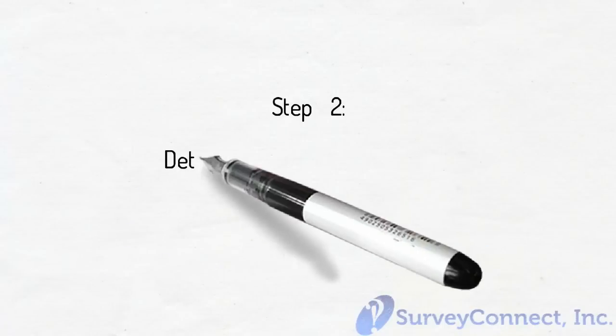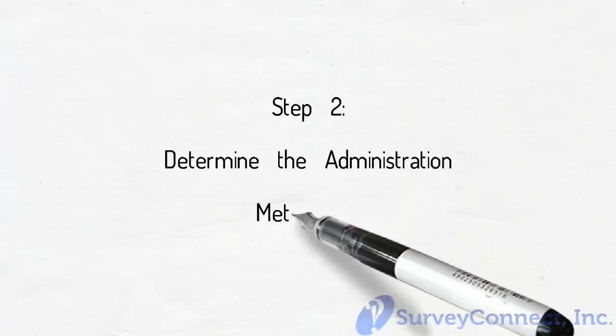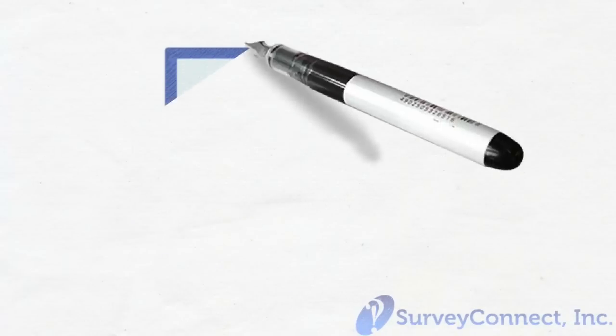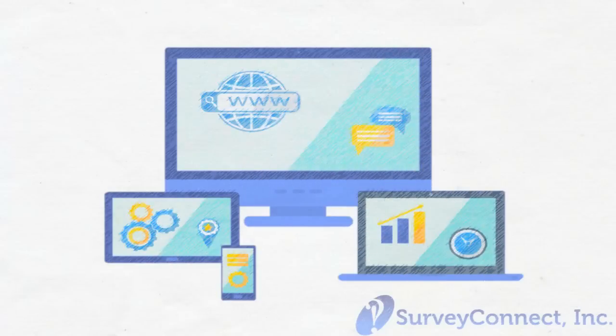Step 2. Determine the administration methodology. What is the best way to reach the intended audience? At this time, most organizations will administer a 360-degree assessment electronically.